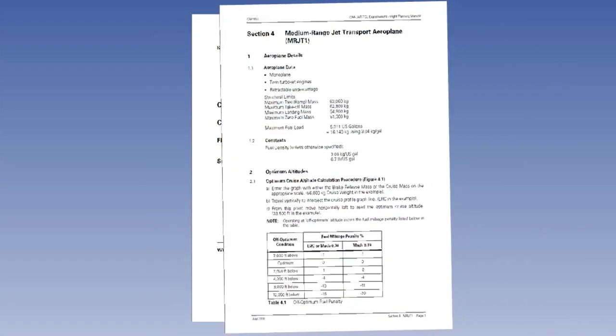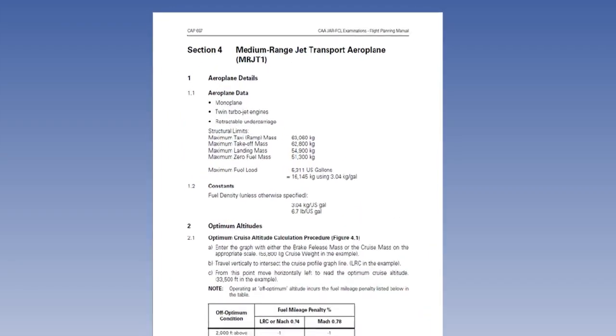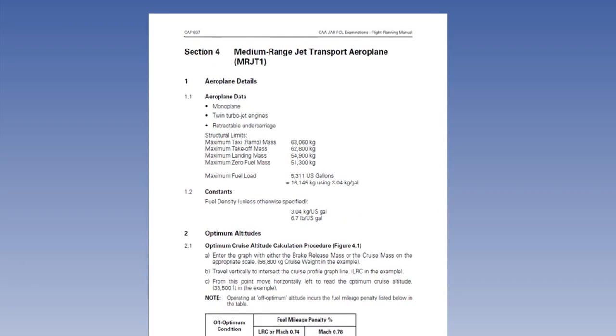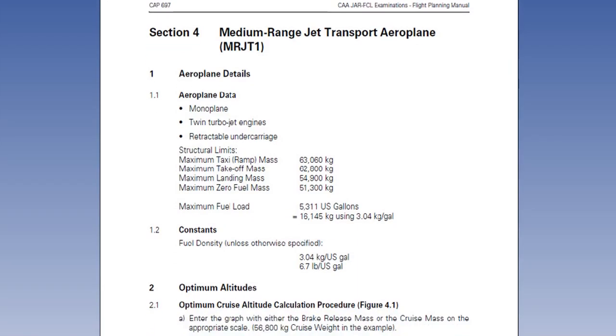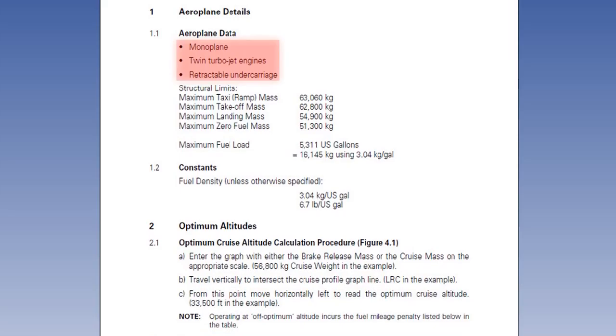Open CAP 697 to Section 4, MRJT 1, page 1. Page 1 of this section states that the aircraft is a monoplane with twin-turbo jet engines and a retractable undercarriage. The structural limits can be ignored at this stage, as they will be the subject of a later lesson.